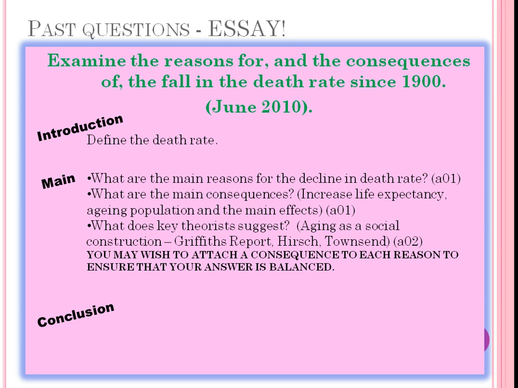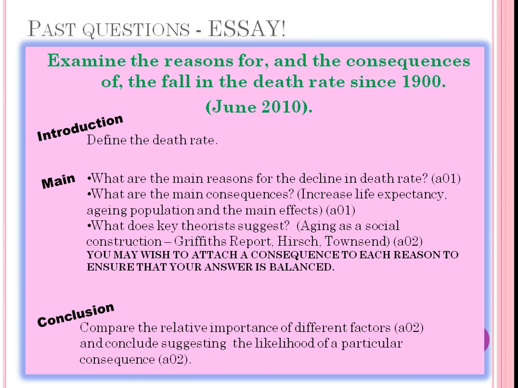So talk about the impact on life expectancy, the ageing population, what was the main effect? So you may need to go back to that tutorial. And what do key theorists suggest? Has it been ageing as a social construction, the Griffiths reports, Hirsch, Townsend? And you may want to attach a consequence to each reason so you ensure that your answer is balanced. And then compare the relative importance in your conclusion and suggest a likelihood of a particular consequence. That's what I'm looking for you to bring next time.